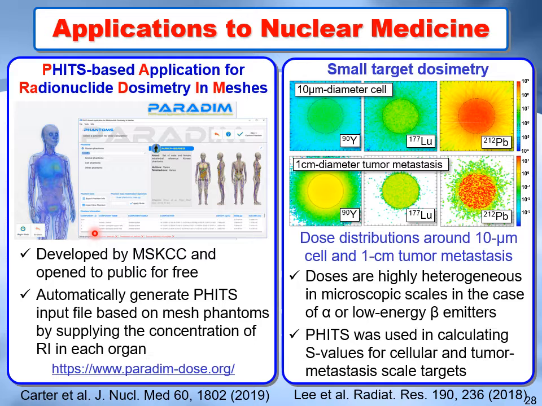In addition, small target dosimetry is very important in nuclear medicine because doses are highly heterogeneous in microscopic scales in the case of alpha and low-energy beta emitters. So, PHITS was used in calculating S-values for cellular and tumor metastasis scale targets.